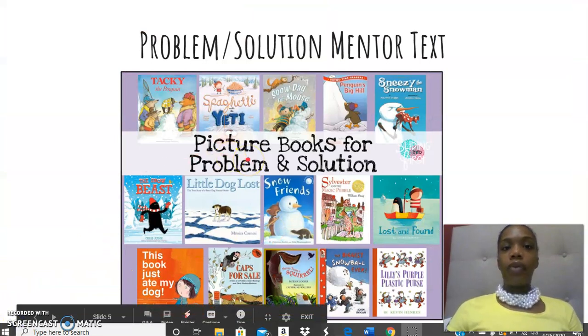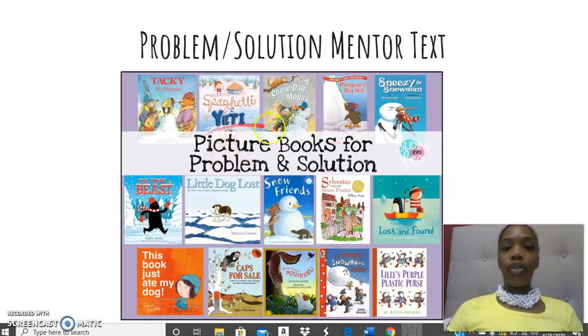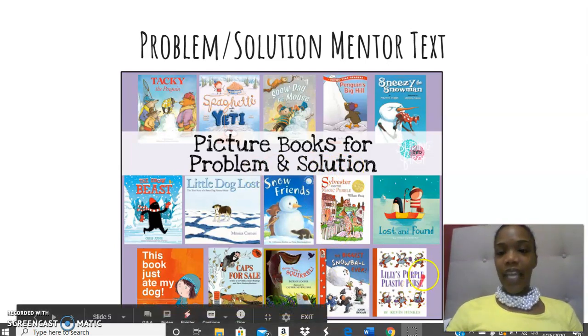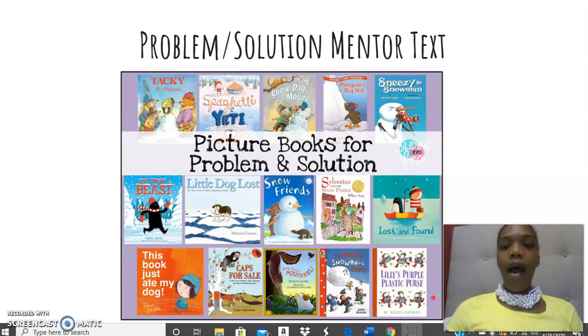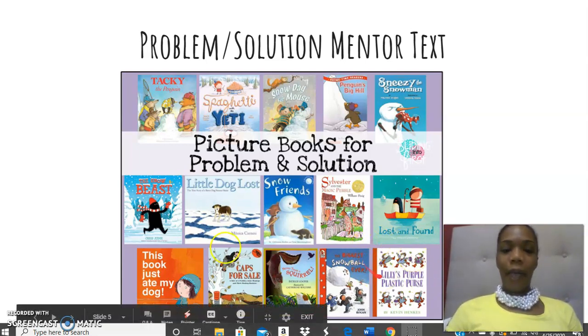Miss Kitchens made sure that she had some sentence starters for you just to get you started in your writing. Here I have found some problem solution mentor texts online that you can use just to give you a better idea of what it means for problems and solutions. One book that I really favor is called Lily's Purple Plastic Purse. I really do like this story, so maybe you should go online and take a look at how the author used the problem and solutions methods to show you all how to use those in your writing, okay?